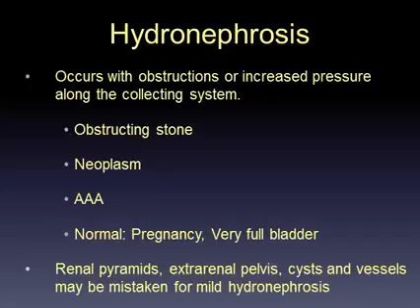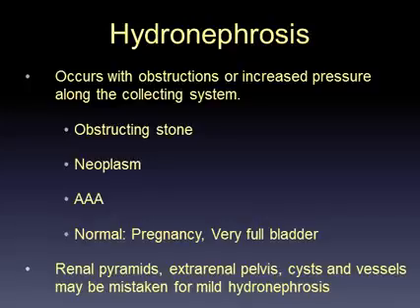Hydronephrosis occurs when there is an obstruction along the collecting system, or an increase in pressure at some point. It causes urine to back up, and gradually fill the renal pelvis. This is commonly due to an obstructing stone, but in an older patient, certainly it could be caused by a neoplasm or mass compressing the ureter, or a large AAA. A mild element of hydronephrosis may be normal if the patient is pregnant, due to extra pressure on the bladder, or if they are simply in retention or just have a very full bladder.